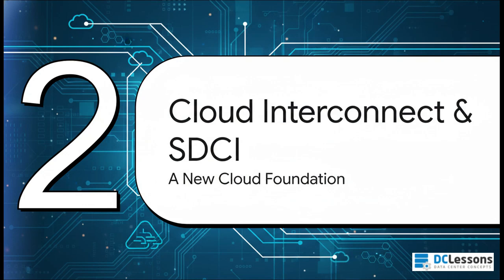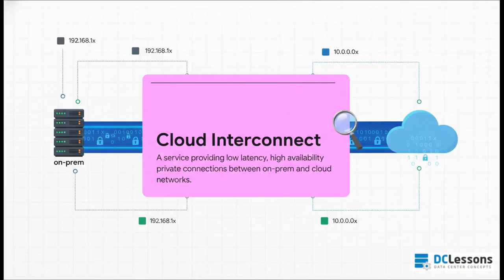So if the old ways are broken, what's the fix? Well, this brings us to a whole new foundation for cloud networking. Cloud Interconnect and its evolution, Software-Defined Cloud Interconnect, or SDCI for short. So what in the world is Cloud Interconnect? The easiest way to think about it is like having your own private, high-speed highway that goes directly to the cloud. It's a service that gives you this dedicated, low-latency, high-availability connection right from your on-prem network to the big cloud providers. And here's the key part. It lets your private data center IPs talk directly to your private cloud IPs. It's like you're securely extending your network, making it all feel like one big, happy environment.